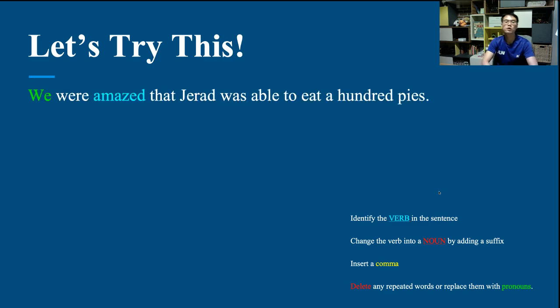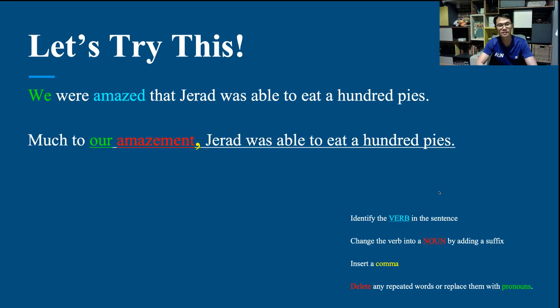Okay, so we were amazed that Jared was able to eat 100 pies. The verb of the sentence is amazed, and we are supposed to change amazed from a verb into a noun by adding a suffix. Be very careful, I'm not asking you to change amazed into a gerund, so it won't make any sense. We've got to change it into a noun by adding a different suffix. In this case, it's the suffix ment, added to amazed.